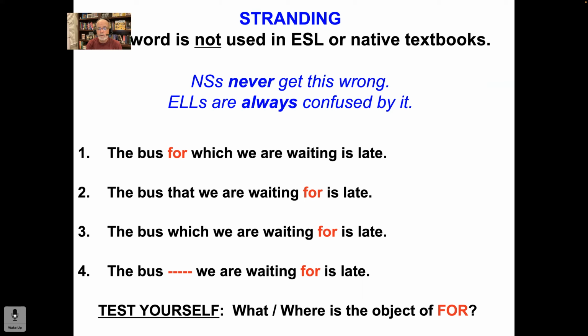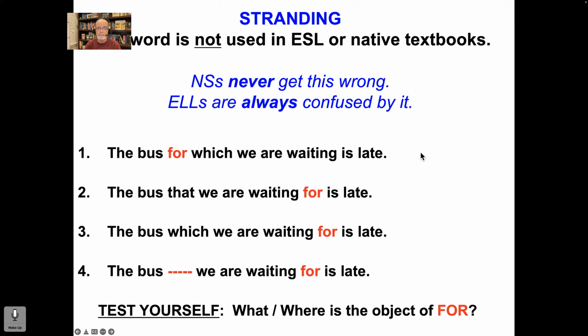But the bus we are waiting for is late. So where's the object for for? Now it's interesting, for is a preposition. So in number 1, for which. Number 2, for that. And number 3, for which. And number 4, it's for and a noun, actually a pronoun, that was dropped. It was dropped because of a reason we'll explain later on.